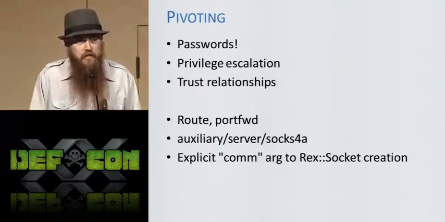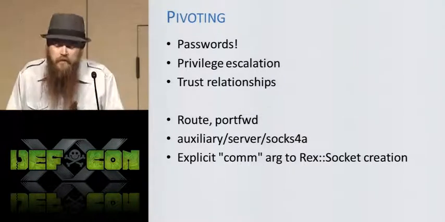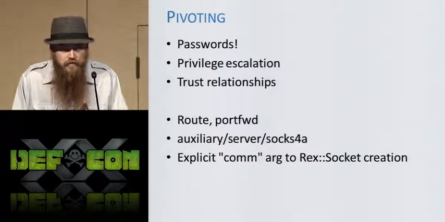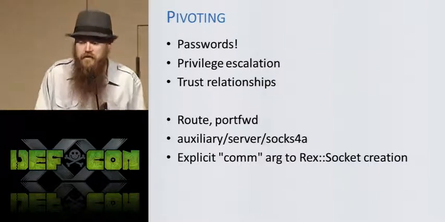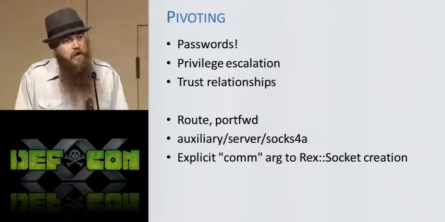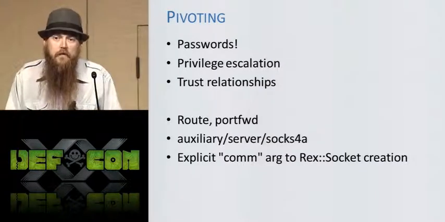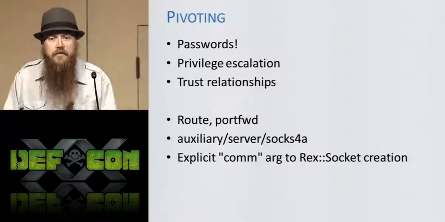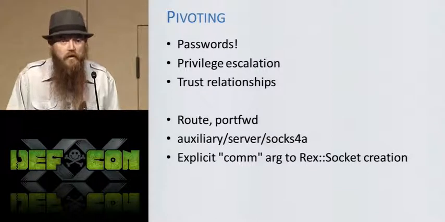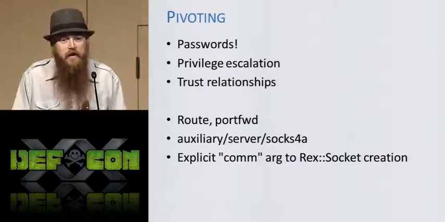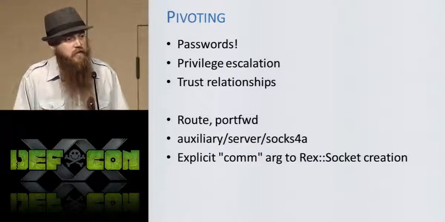And the way Metasploit does pivoting, there's a few different mechanisms for it. The first is the route and the port forward commands, which allow you to set up a way for Metasploit to send all of its packets through a compromised machine. And that's a very simple way for running new exploits against something else.